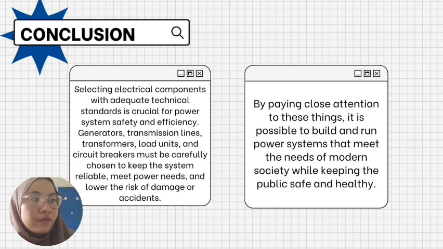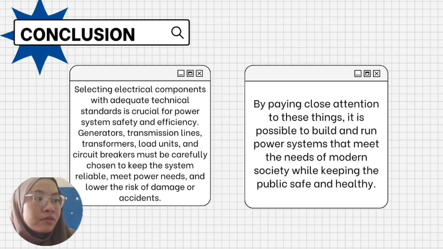Therefore, selecting electrical components with adequate technical standards is crucial for power system safety and efficiency. For this project, the generator, transmission lines, transformer, load unit, and circuit breaker must be carefully chosen to keep the system reliable, meet the power needs, and lower the risk of damage and accident.